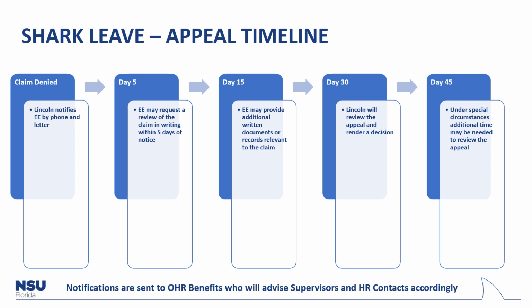Now, notifications are sent to the Benefits Department in the Office of Human Resources when employees have submitted an appeal. And when this happens, we'll advise supervisors and HR contacts accordingly.